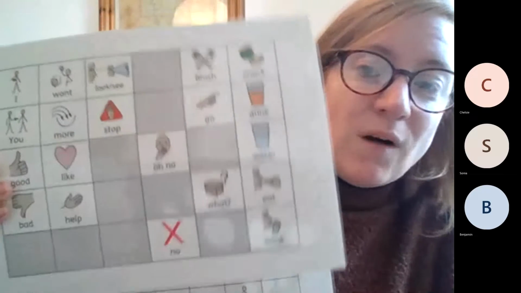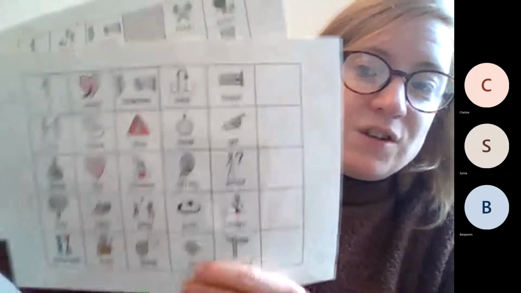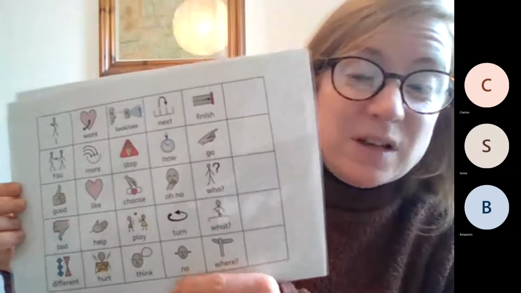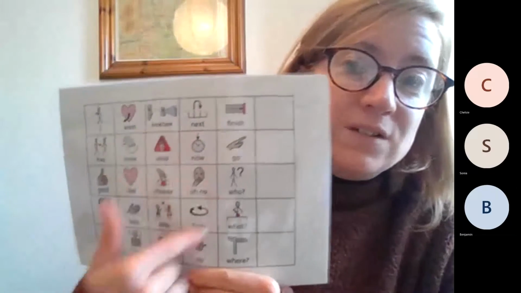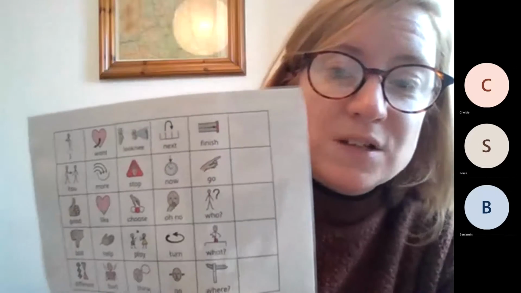And as the child starts to become more confident with this core vocabulary, we can introduce this one, which basically fills in the gaps. So all the ones they already know are in exactly the same places. They can remember where they are, but there's just a few more things that we can start modelling to them, and then they might start to use.